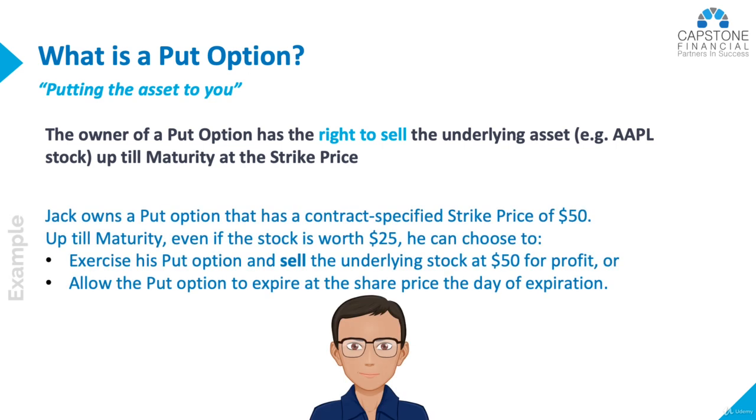Jack owns a put option that has a contract specified strike price of $50 up to maturity, even if the stock is worth $25. He can choose to exercise his put option and sell the underlying stock for a $50 profit, or allow the put option to expire worthless, depending on the price on the day of expiration.